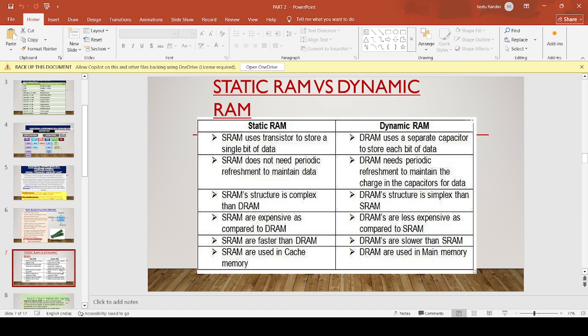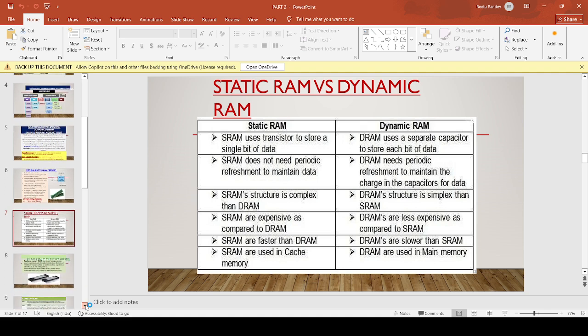Static RAM is more complex than dynamic RAM. It is faster than dynamic RAM. They are used in the cache memory, whereas DRAMs are used in the main memory. You can go through this for a question of 2 marks. For 4 differences you might be asked.